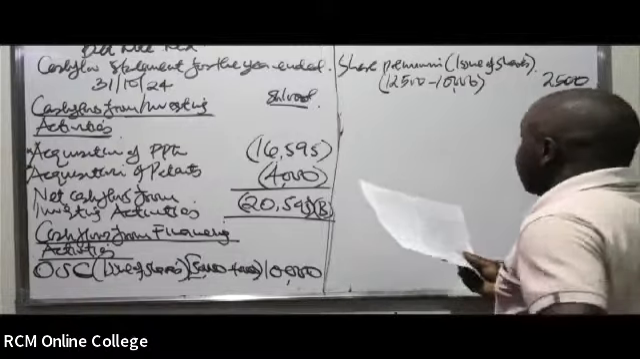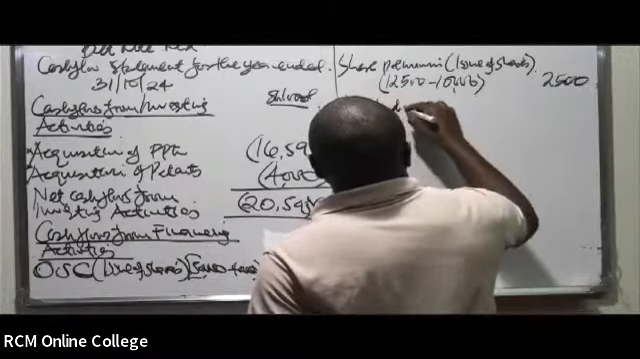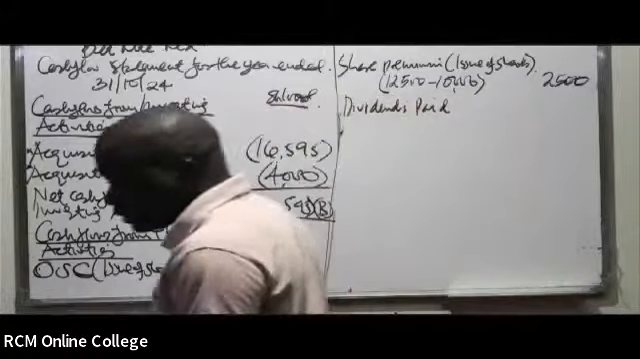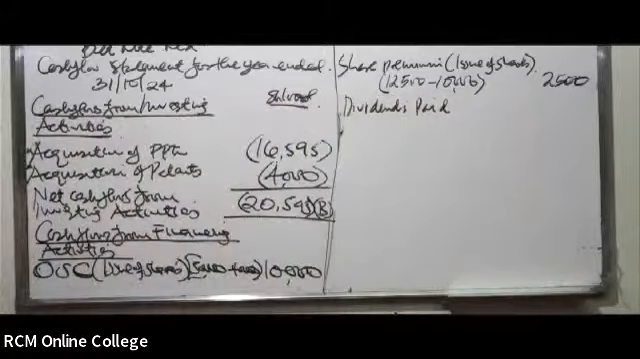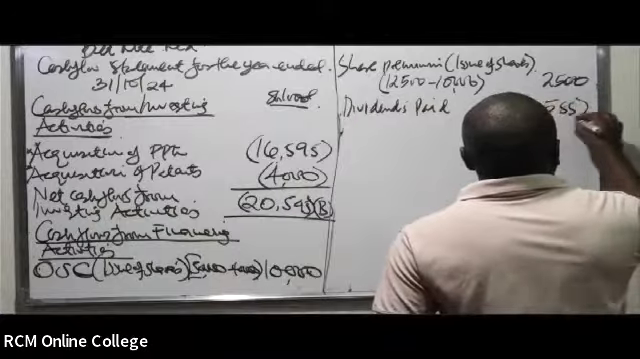Then we have dividends paid, which you've already come up with in the retained earnings account, an amount of 585. This money was going out, so 585 you deduct.